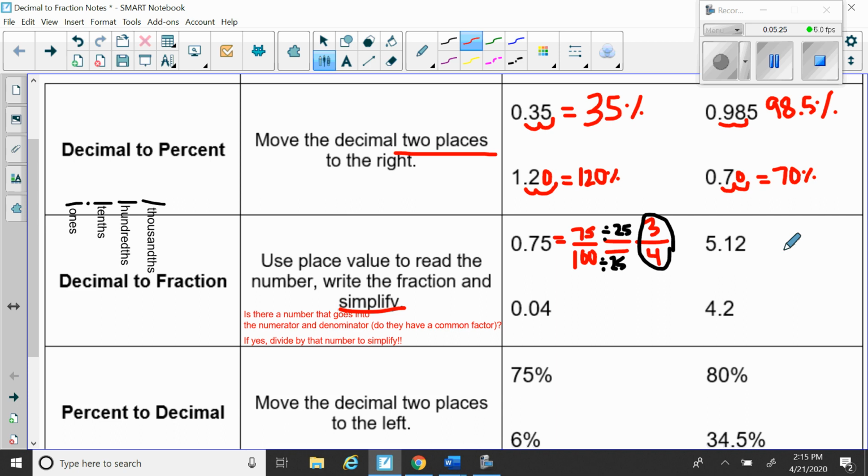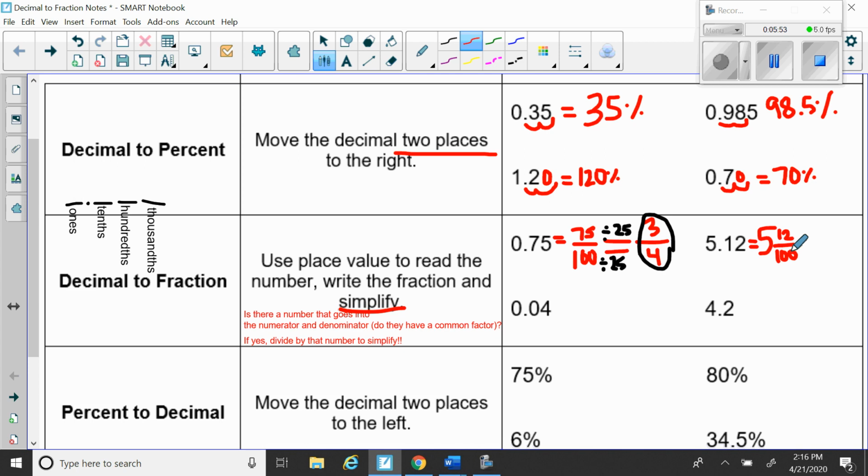Now, 5 and 12 hundredths. What we would do is our whole number is a whole, so that's going to be our big whole number, 5 and 12 over 100. Now, I know that 12 and 100 have a common factor, and I'm going to tell you how I know that. I know that because they are both even numbers. So I know for sure that 2 is going to at least go into both of those.